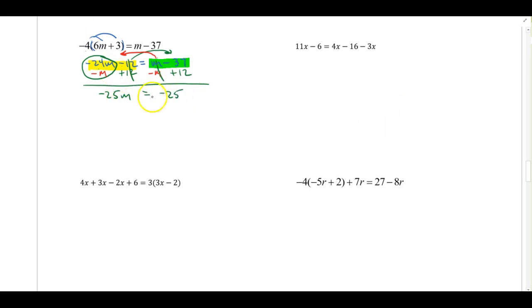And now all I have to do is undo multiplication here. Divide by negative 25, divide by negative 25, and m is equal to negative 25 divided by negative 25, which is positive 1.